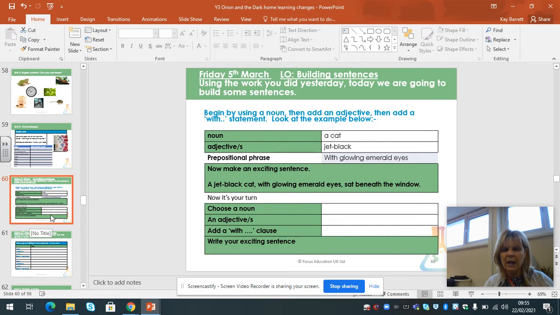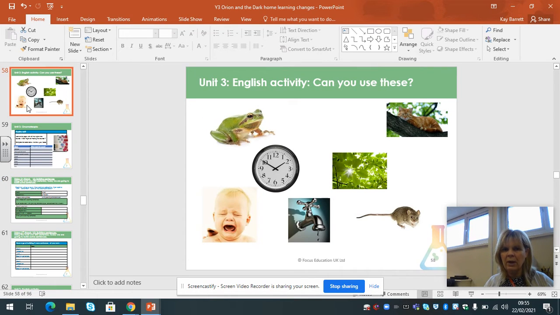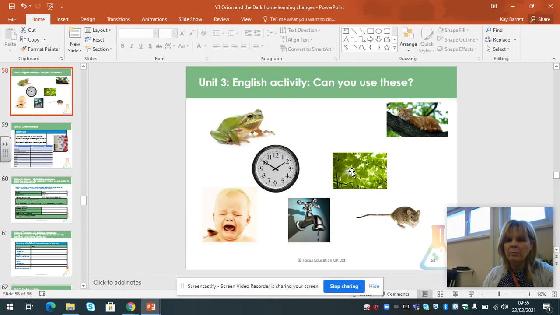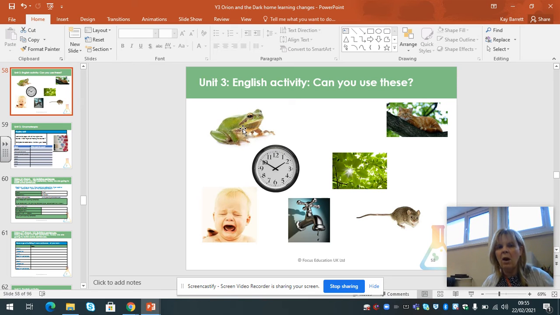Okay, so then you get two sheets in your pack. You get this sheet and you get a second sheet for you to have a go. So on this one, for example, choose a noun. If I click back up here, there are a few suggestions of nouns that might have made the sounds in the book. So there's a tap, a baby, a clock, a mouse, a cat, some rustling leaves maybe, or a toad or a frog. So you can pick any of those.